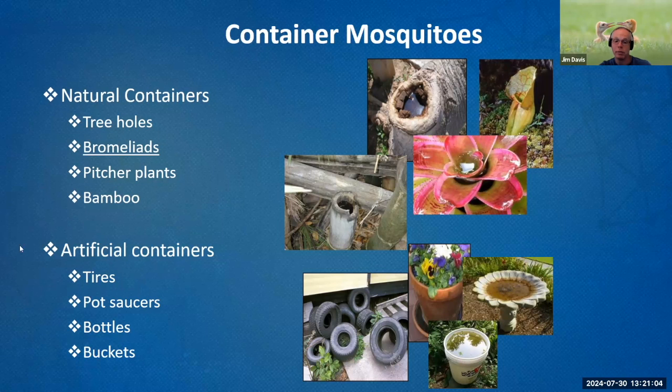That is a good question, though. We're going to talk about source exclusion later, but this is all these container type mosquitoes that we have.